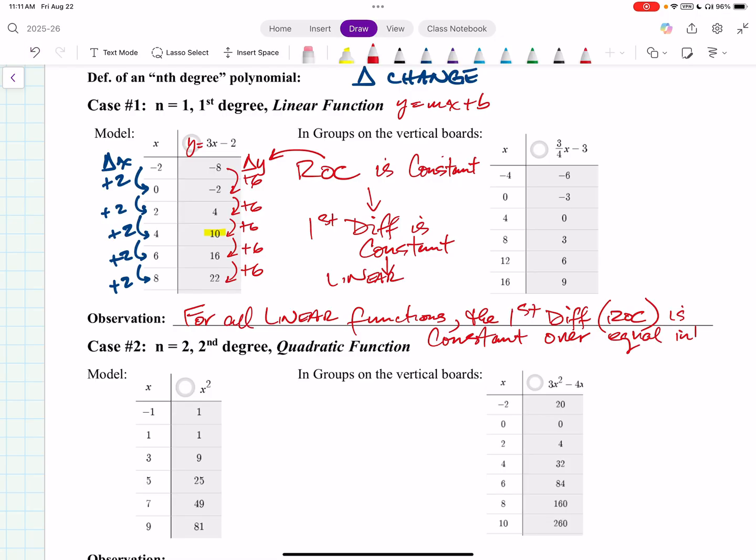Equal intervals. If you look at the first example here, delta x is 2, constant. Delta x equals 2. On the second one, delta x is constantly 4. But in the first example, delta x is 2, and you were looking at equal intervals. That's important because if you didn't have equal intervals, guess what? You wouldn't have equal changes in y, or the rate of change of y, which is called the first difference. That wouldn't be constant.